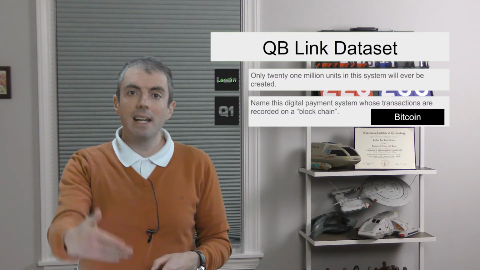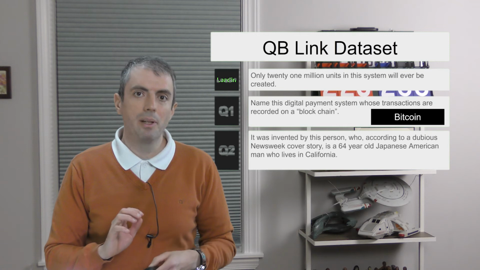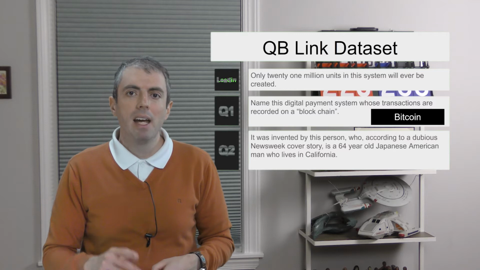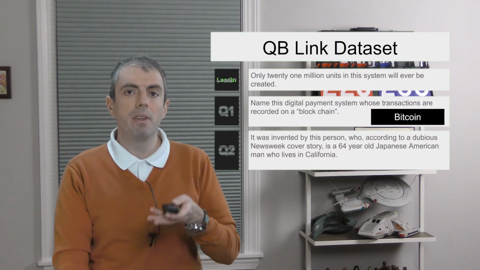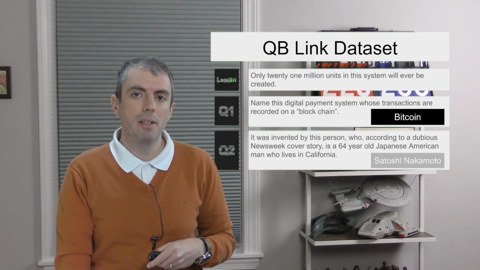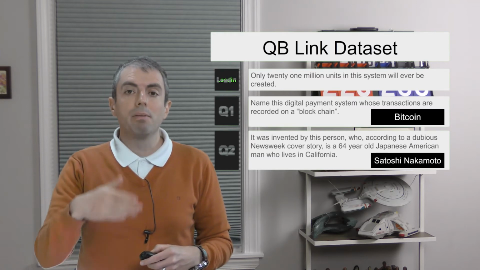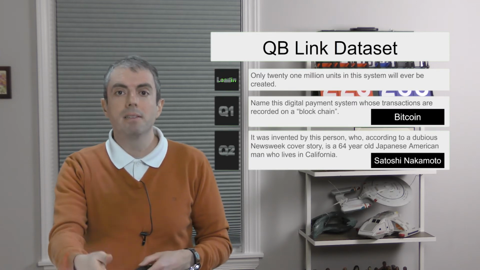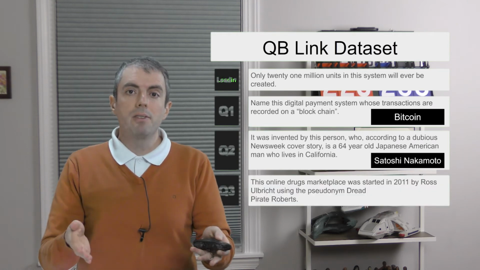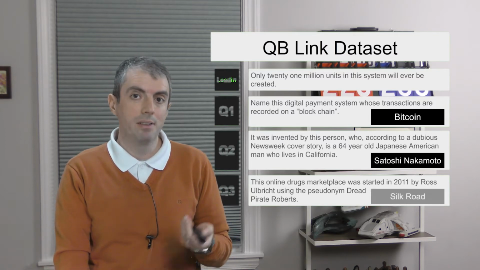Then we move on to the next question. It was invented by this person who, according to a dubious Newsweek cover story, is a 64-year-old Japanese-American man living in California. Now, you could probably answer this just from the clues here, but it helps to know that it, in this context, is referring to Bitcoin. Otherwise, you have to do a multi-hop analysis to figure out that this is Bitcoin and it was invented by someone claiming to be Satoshi Nakamoto. Finally, the last question is much easier if you know that Bitcoin is involved with the Silk Road.